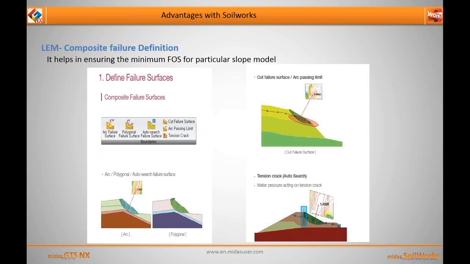Now with LEM, composite failure definitions are there, so it helps in ensuring the minimum factor of safety for a particular slope model. As you can see, we have various options like arc failure surface, polygonal failure surface, and auto search failure surface, which automatically selects the minimum factor of safety failure plane for the model.